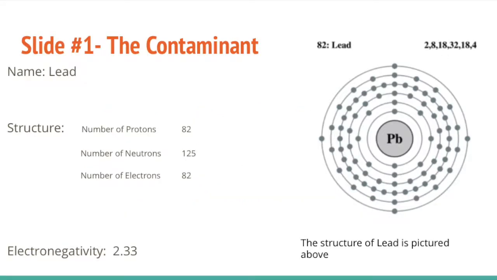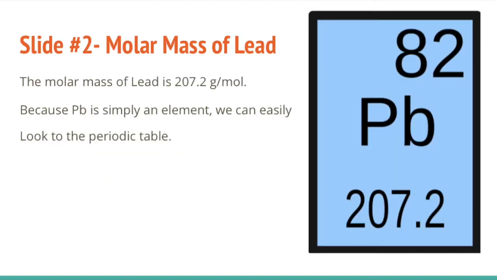The contaminant's name is lead. The structure of lead has 82 protons, 125 neutrons, and 82 electrons. The electronegativity is 2.33. The structure of lead is pictured above to the right. The molar mass of lead is 207.2 grams per mole. We can see this on the periodic table.